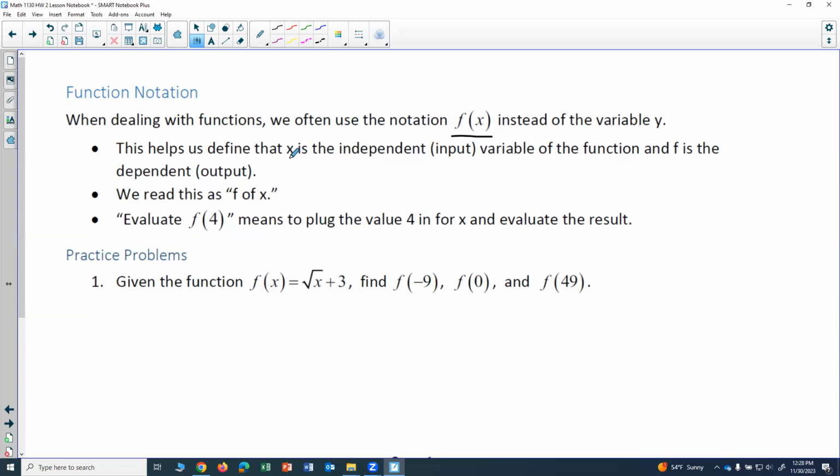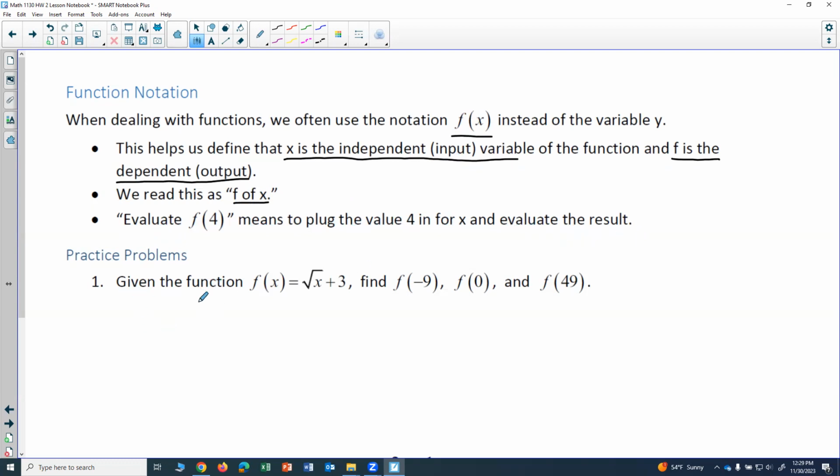This helps us define that x is the independent or input variable, and f of x is the dependent or output variable. We read this notation, f parentheses x, as f of x. So when you hear me say f of x, I'm talking about this notation, f parentheses x. The phrase evaluate f of 4 means to plug the value 4 in for x and evaluate the result.